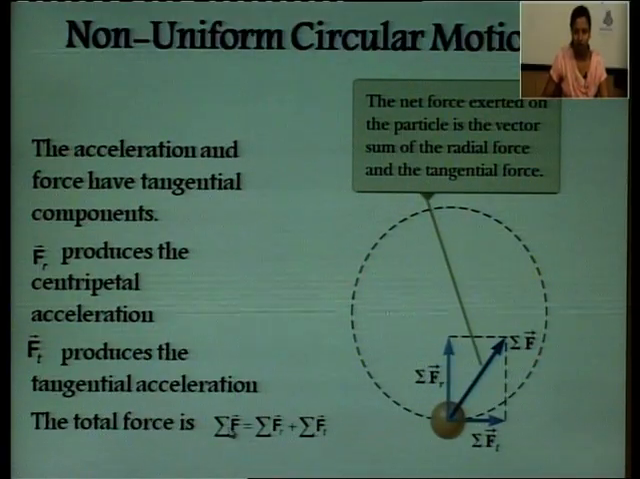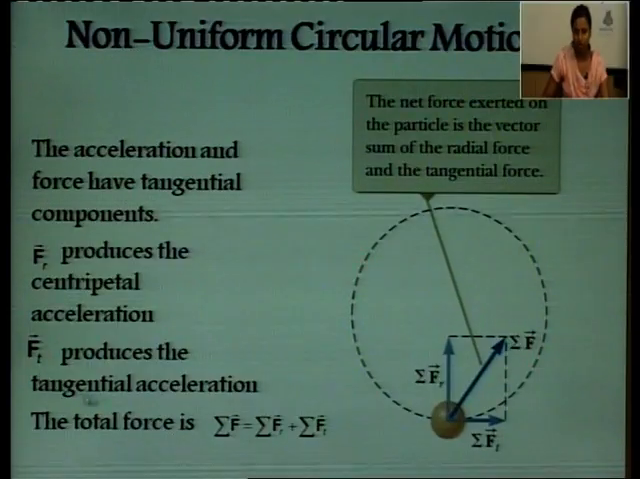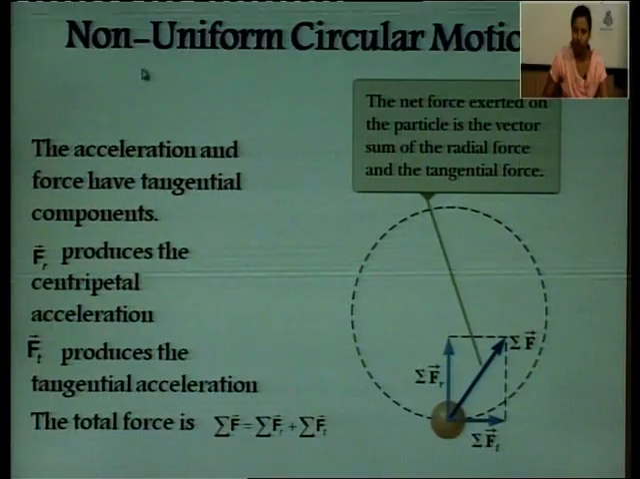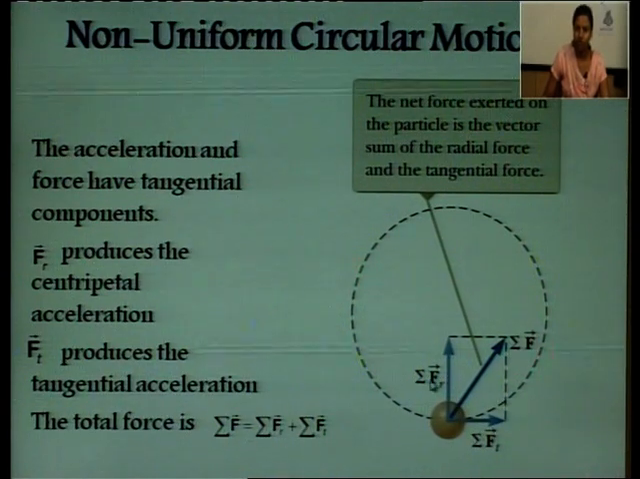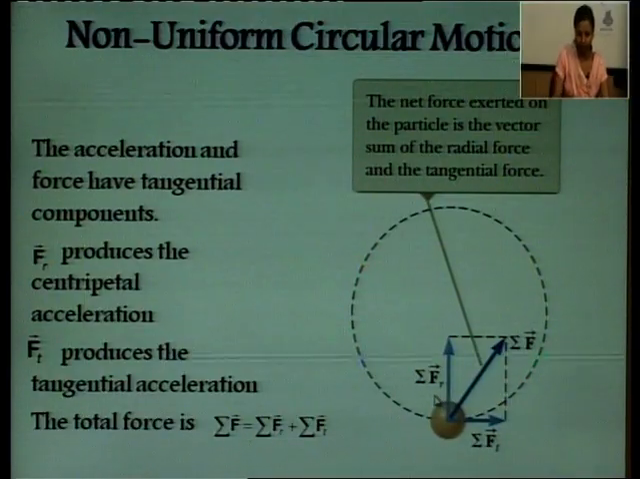I will conclude here what is radial force and tangential force. If a body is having non-uniform circular motion, then there are two types of forces acting upon the body. First one is tangential and second one is radial, along the radius and towards the center. Then the total force is the sum of these two forces, tangential and radial.